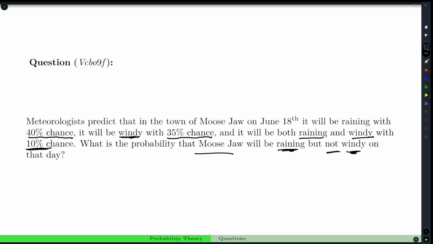Okay. So we've got some meteorological events worth mentioning. We might say something like let R equal the event that it rains in Moose Jaw, and maybe W, the event that it's windy.